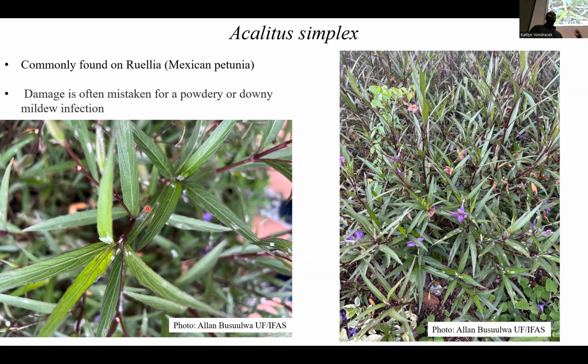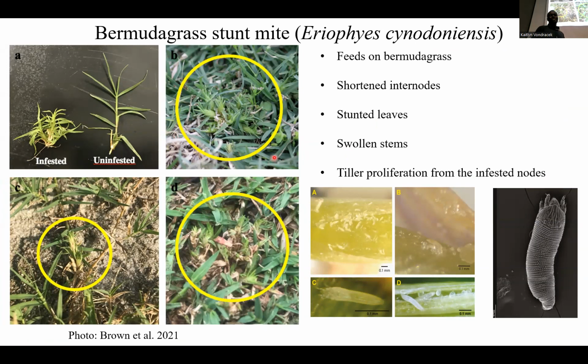The other one that I would like to bring to your attention, I discovered that having good lawns here is a thing. So the Bermuda grass stunt mite, Eriophyes cynodoniensis. And this is actually specialized for Bermuda grass. And what you will see is shortened internodes, stunted leaves, swollen stems.